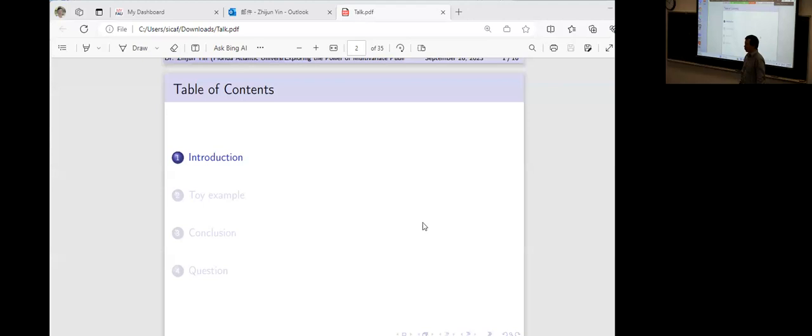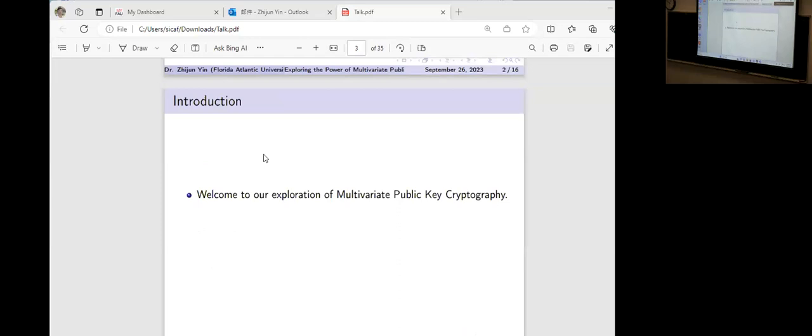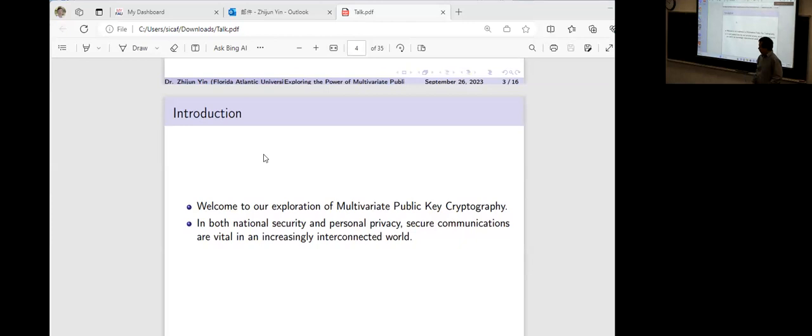So let's start from the very beginning. First thing is welcome to this talk. Cryptography has become more important than before because we use computers and the internet more often. From the big picture, we have national security involved. And from the personal life, we have personal privacy. Like if we purchase things online, we don't want our privacy, like credit card information, being stolen by some kind of hacker. So the crypto system becomes more and more important in this world.